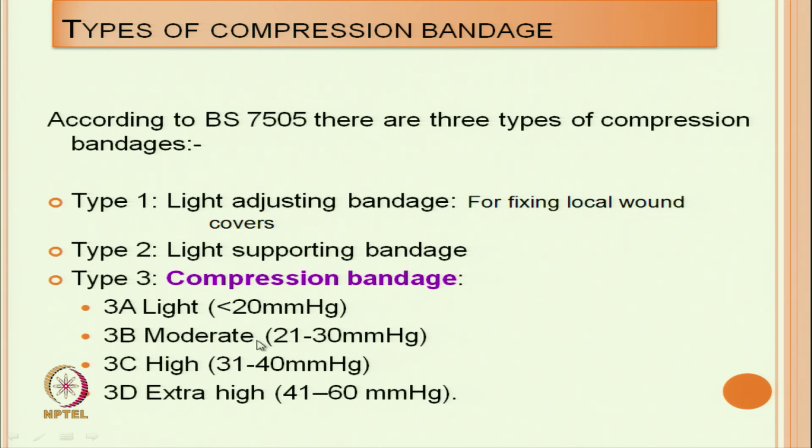3B we require a little bit higher, moderate pressure. So, the range is 21 to 30 millimeter Hg. 3C is high, it is 31 to 40 millimeter Hg, and 3D that is extra high. For some diseases we need very high pressure to be exerted on our limb. So, 3D is 41 to 60 millimeter Hg.